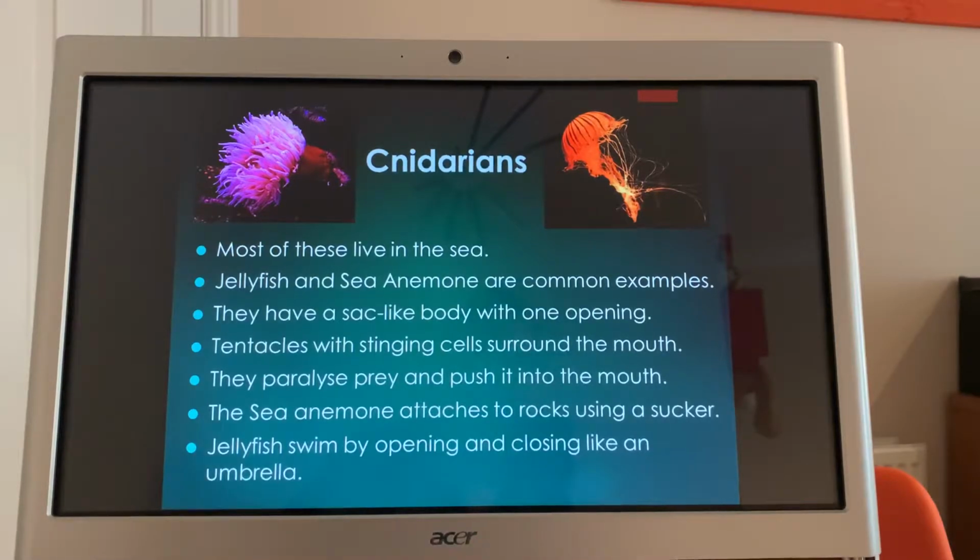Back to number 1, cnidarians. Now, cnidarians, most of these live in the sea. Jellyfish and sea anemone are common examples. They have a sac-like body with one opening. Tentacles with stinging cells surround the mouth. They paralyze prey and push it into the mouth. The sea anemone attaches to rocks using a sucker. Jellyfish swim by opening and closing like an umbrella.